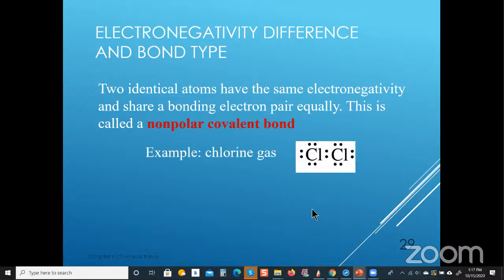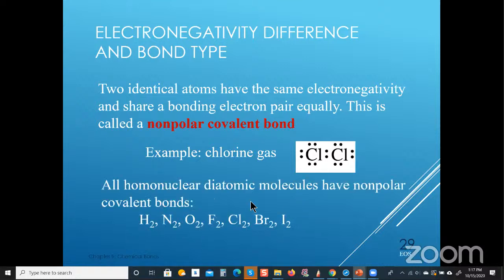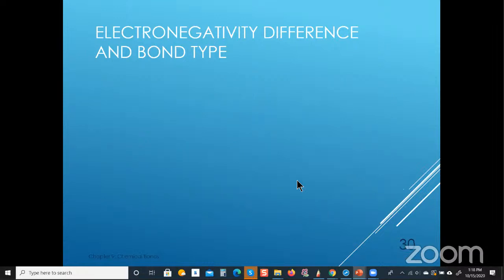So here's the chlorine example, right? Two identical atoms having equal attraction for the shared electrons. So therefore that bond is considered to be nonpolar covalent. And as I said before, all the elements that exist as diatomic molecules display basically the same idea with respect to the bond being shared between the two atoms. They're all nonpolar covalent bonds, all right? Okay, so that's one type.